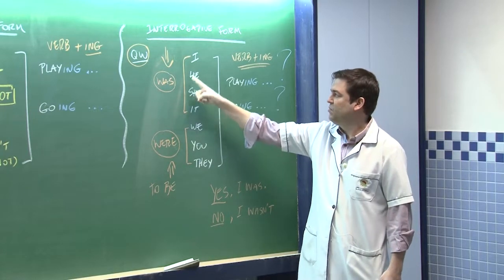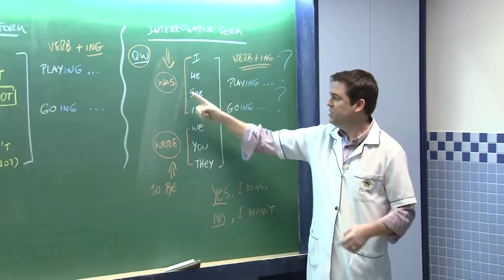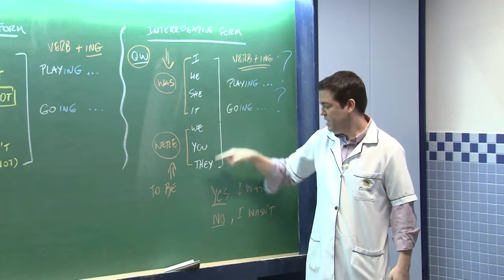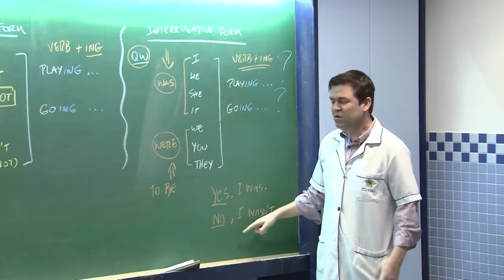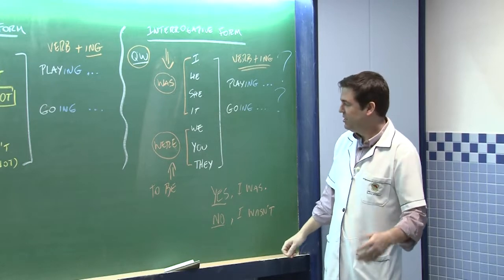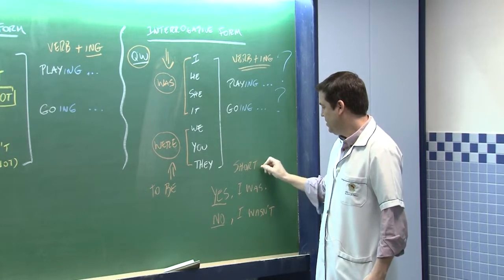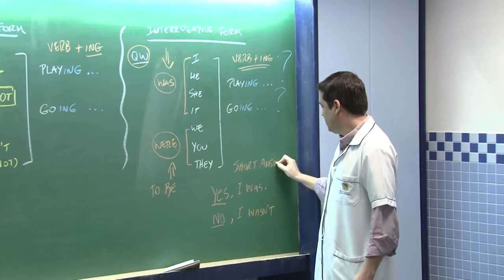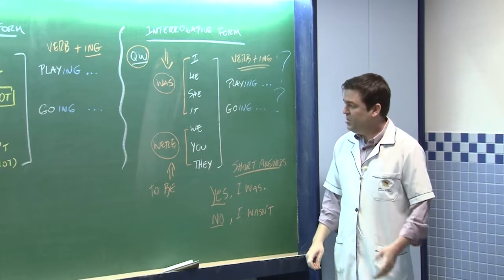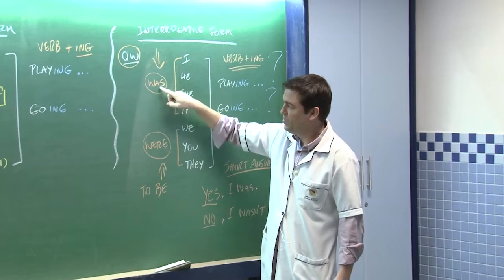So if I ask for you, I is the one that's going to answer. If I ask for he, or if I ask for she, then your answer will be she. Was she studying last weekend? No, she wasn't. Yes, she was, right? So this is called short answer, yes? Short answers are important when you're asking a question with the auxiliary verb.